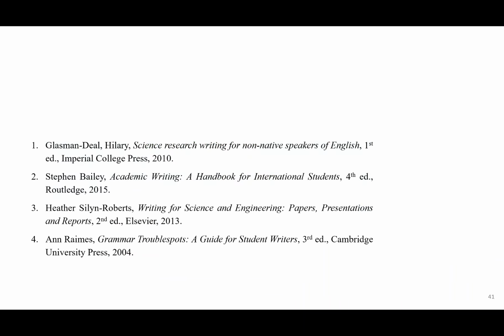So I wanted to show you some books that would help you in this writing process. I found this book to be very useful: Science Research Writing for Non-Native Speakers of English by Hilary Glasman-Deal. And these two books are also very nice. Grammar Trouble Spots: the mistakes you make with grammar in academic writing. I also make a lot of mistakes in grammar, so it's very nice to go through this book. If it is too advanced, then you have to read through a grammar book first and then look at this book. Okay.